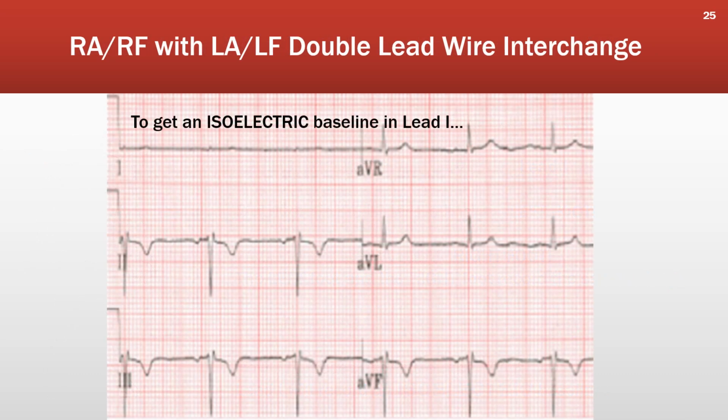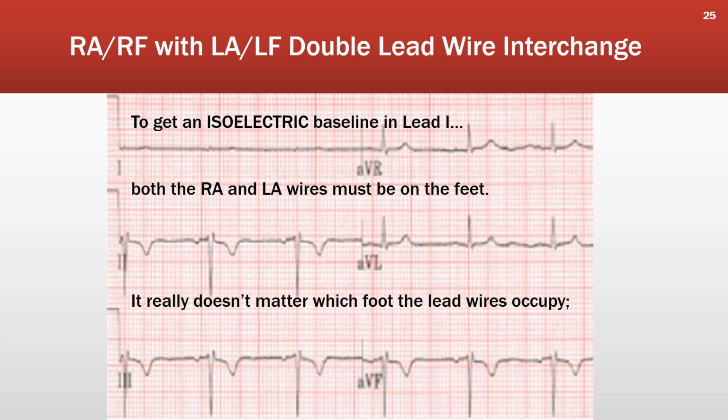Okay, to get an isoelectric baseline in lead 1, as we see here, both the right arm and left arm wires must be on the feet. It really doesn't matter which foot the lead wires occupy, actually. The same result with either wire on either foot.